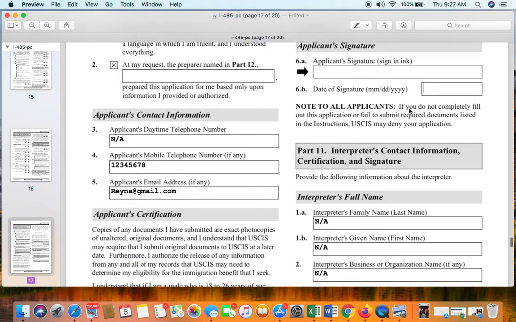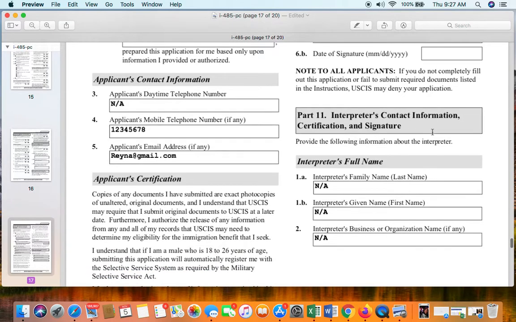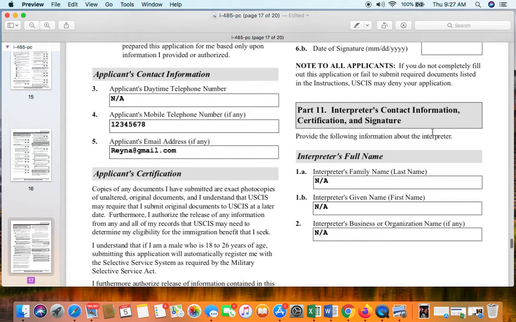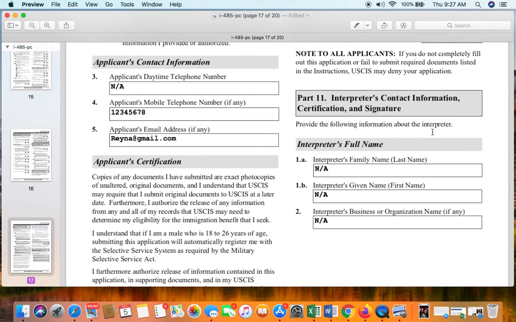Note to all applicants: if you do not completely fill out this application or fail to submit the required items listed in the instructions, USCIS may deny your application. So please always be mindful of that. Always answer the questions, and if you think one is not applicable to you, just put N/A.